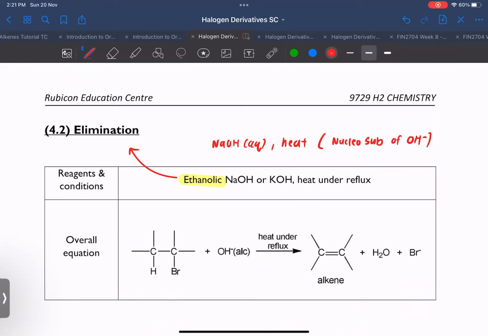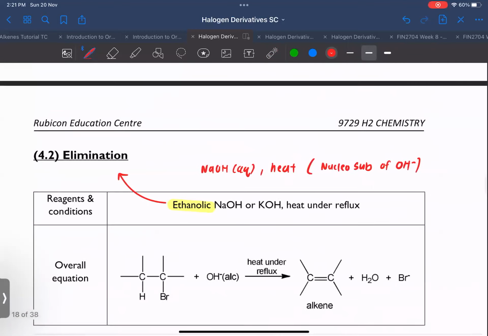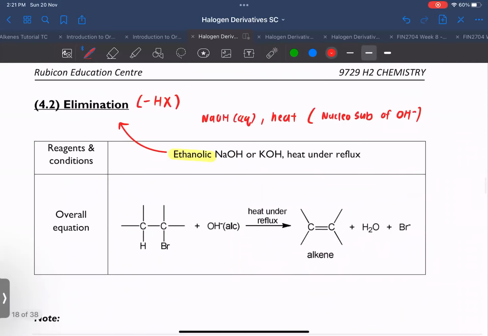Next, we went through this before. When you eliminate, I want you to write this down also. You must remove HBr. Sorry, not HBr, but just HX in general. Take note of that. Elimination is about the removal of HX. So if you look at this overall equation, it's very obvious. You must remove the Br, but do you remove the H? Because all these are Hs, can I just remove any H?